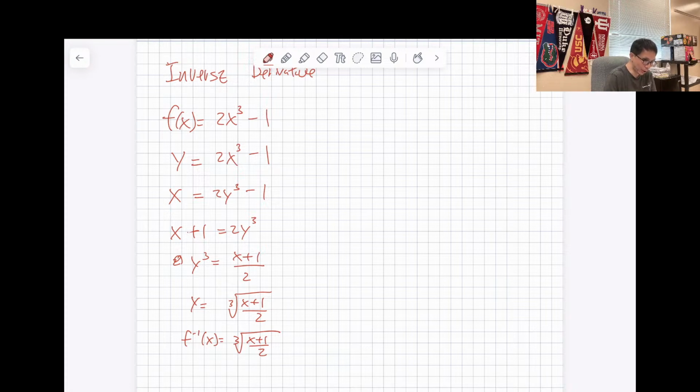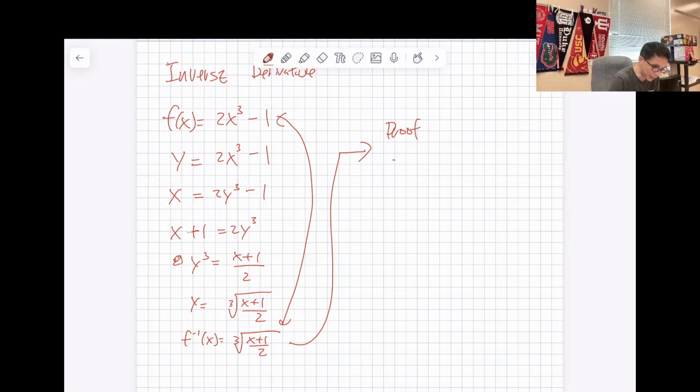There is also a way for you to prove that this and this are inverse to each other. How do you prove it? To prove those two functions are inverse to each other, you basically just do f of f inverse of x, like this. If it comes out equal to x, then that is the proof.